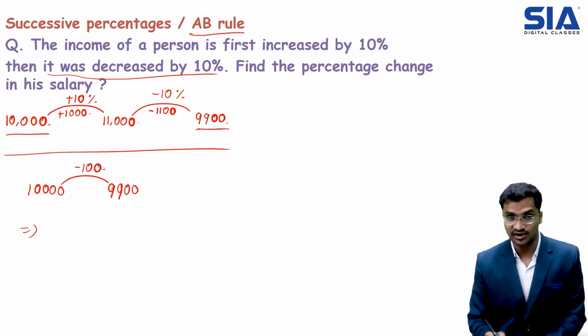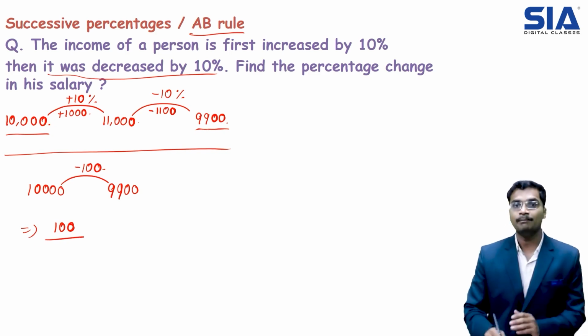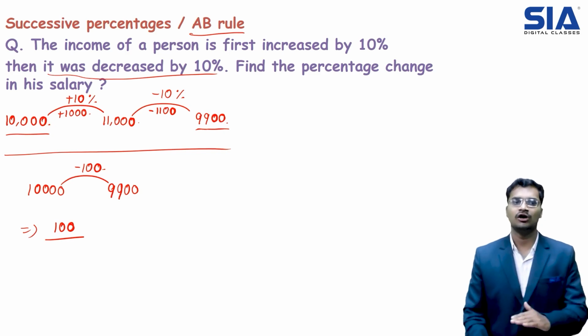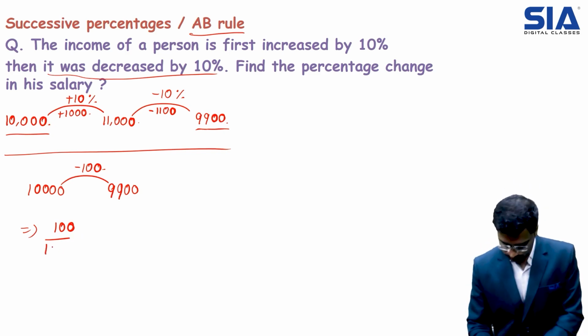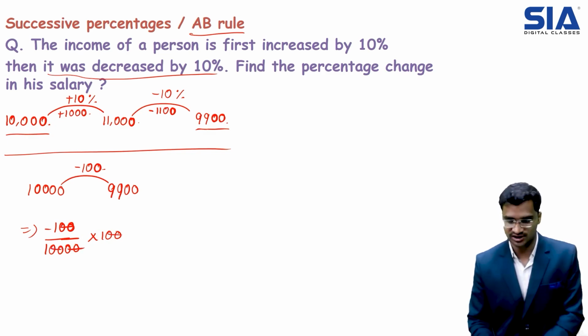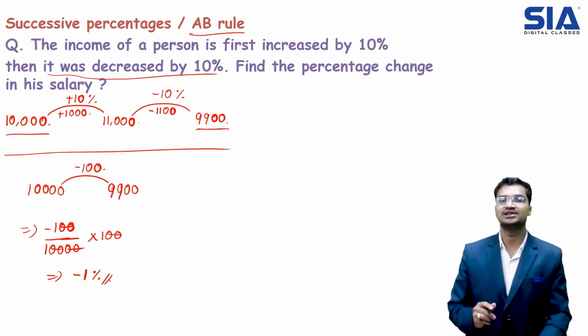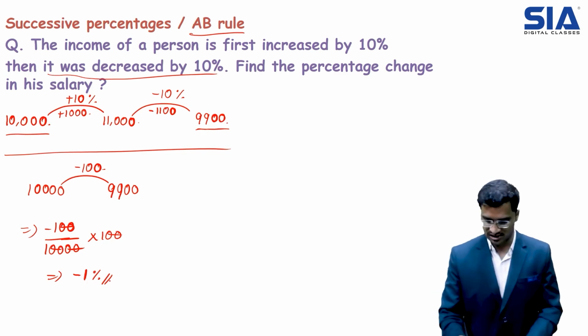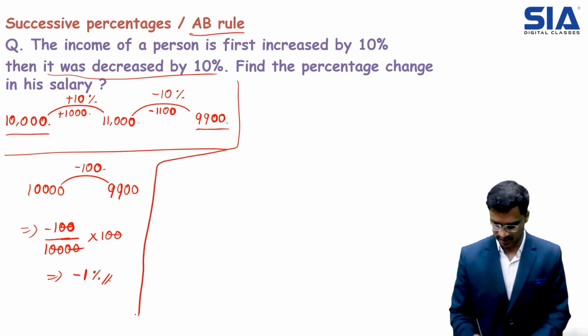So let us convert this into percentage. There is a difference of 100 rupees divided by, we are comparing with what? We are comparing with our previous salary. So our previous salary is 10,000, divided by 10,000 into 100. So this is minus. Two zeros get cancelled. So the net effect is minus 1%. So his salary has been decreased by 1%. This is the basic way of solving this particular question.